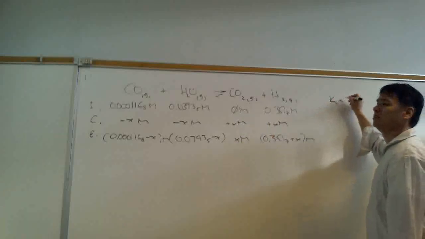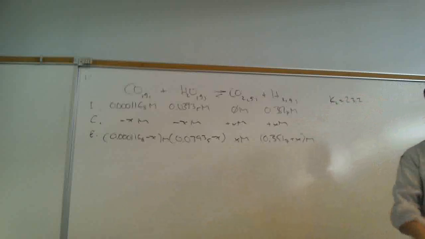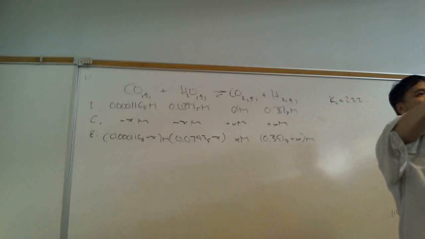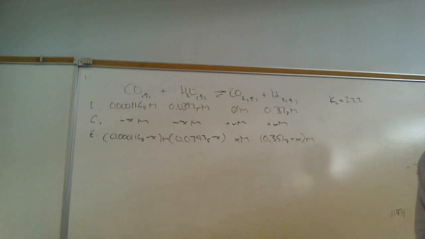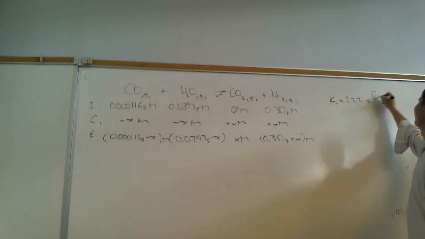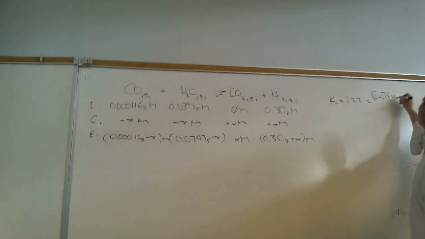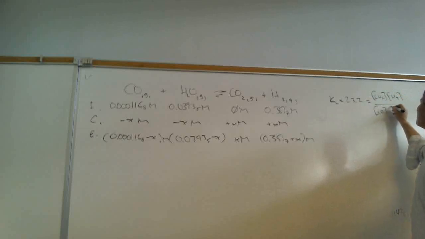Kc is equal to 23.2. 23.2 tells you it's going to be kind of seesaw, balanced. Maybe not perfect, but close. So you expect both products and reactants. And this is just going to be the CO2 concentration times the H2 concentration, these are all equilibrium, times the carbon monoxide concentration times the gaseous water concentration.